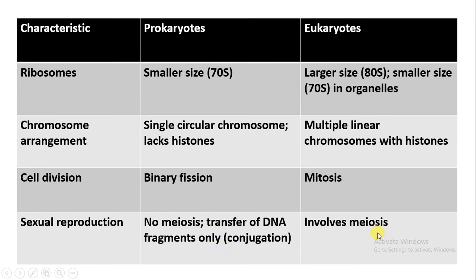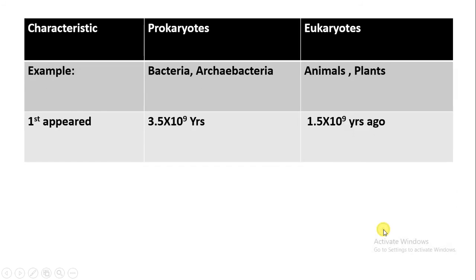And in eukaryotes it involves meiosis. It is not that mitosis does not occur, mitosis also occurs, but during sexual reproduction there is presence of the meiosis in the eukaryotes.